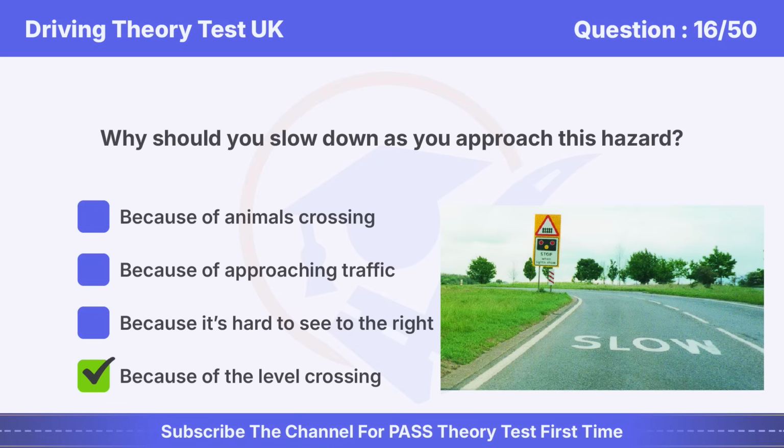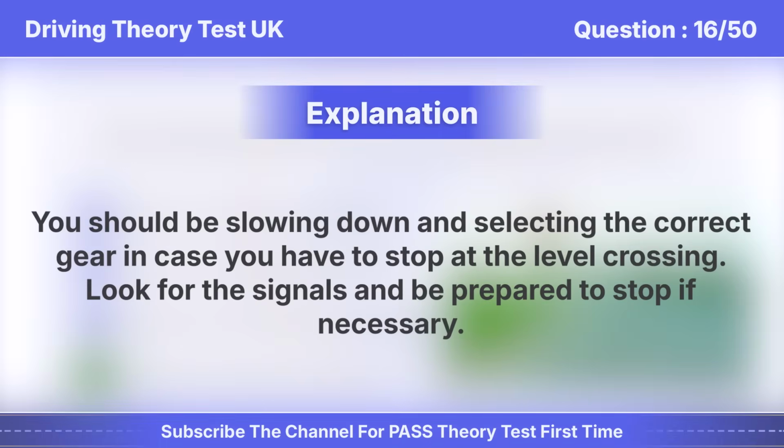Answer is D. Because of the level crossing. You should be slowing down and selecting the correct gear in case you have to stop at the level crossing. Look for the signals and be prepared to stop if necessary.